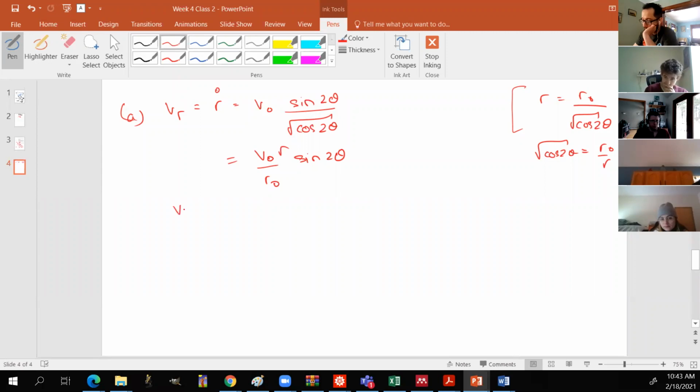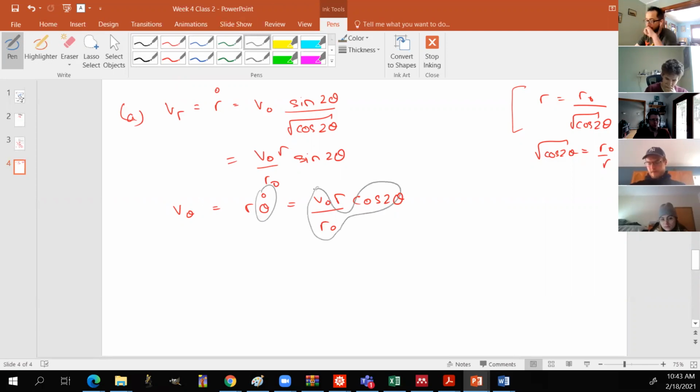And you can write V theta, which we know is R theta dot, as just being equal to V naught R over R naught times cosine 2 theta. So we're just plugging in what we know the value of theta dot is. So that's this guy here, and that guy over there.